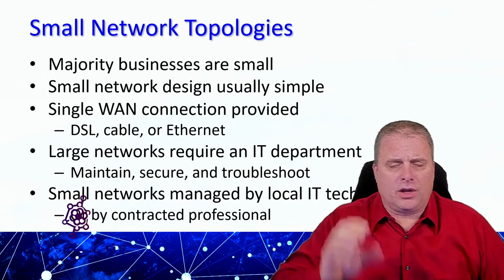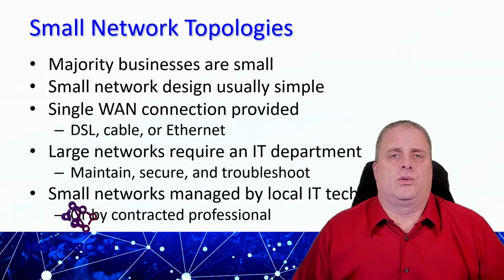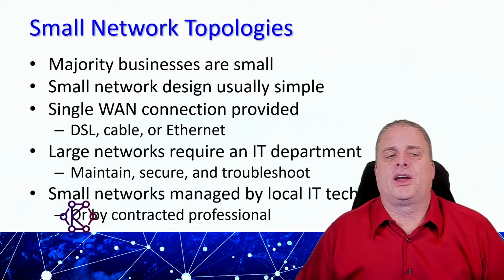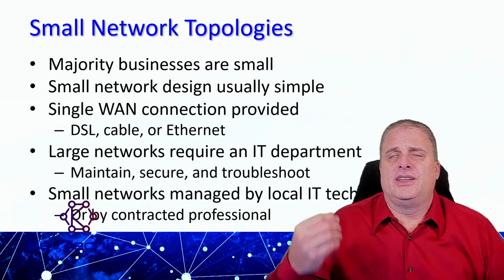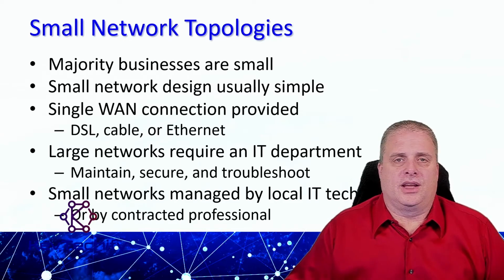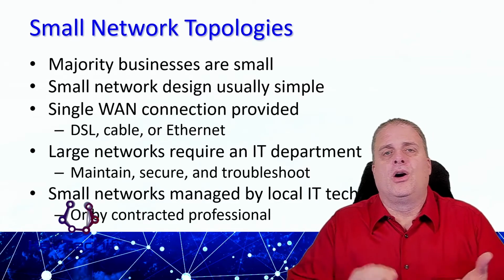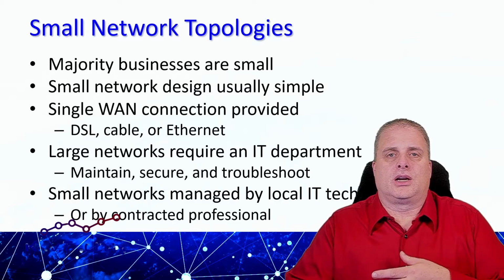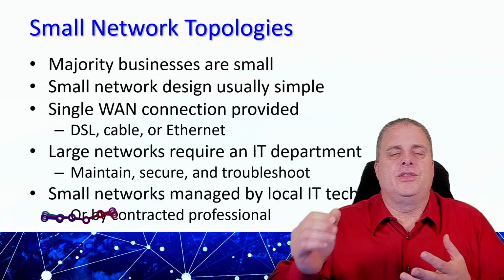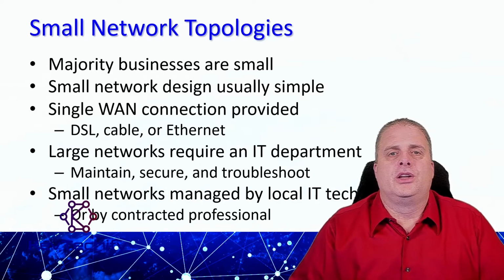Oftentimes, your small network only has one wide area network connection. You only have one connection to your ISP. That ISP could be DSL, cable, Ethernet. We also see wireless starting to come in, either cellular or some sort of lease-based wireless to give you that last delivery to that location.